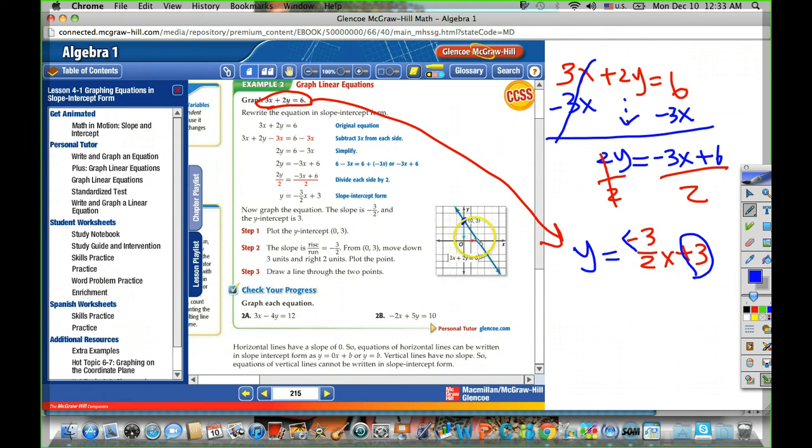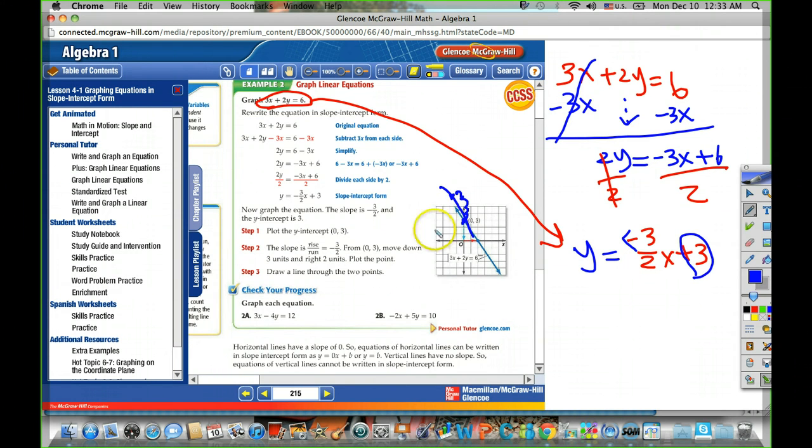To your right, whichever you prefer. So let's do what we're used to doing. Rise 3, and run 2 to the left, 1, 2, and there's our other point, and connect the dot, and you'll have an equation, your line graph.